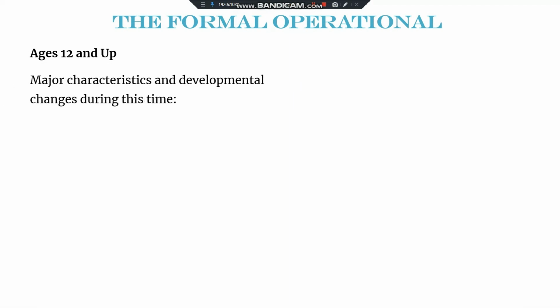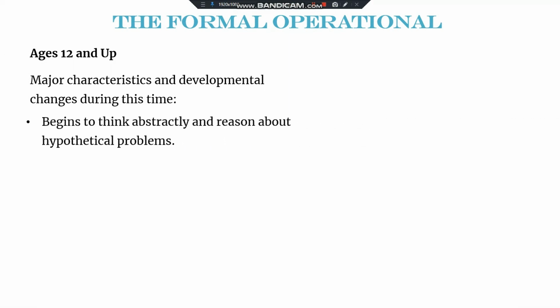So next is the formal operational stage. This is from ages 12 and up. This is considered the last stage of cognitive development. These are the major characteristics and developmental changes during this time. They begin to think abstractly and reason about hypothetical problems.